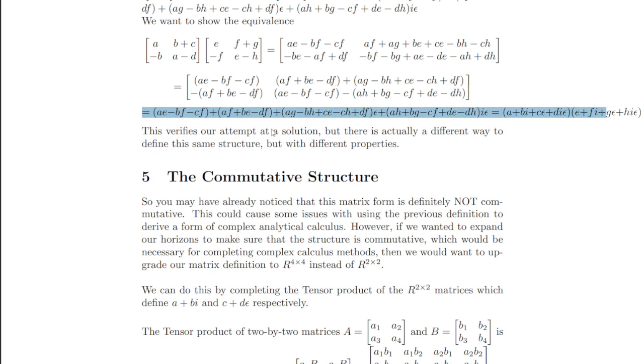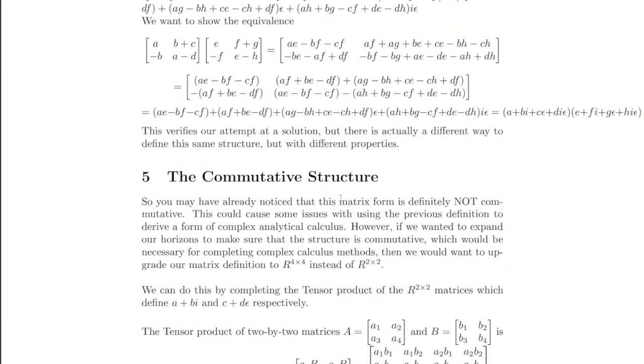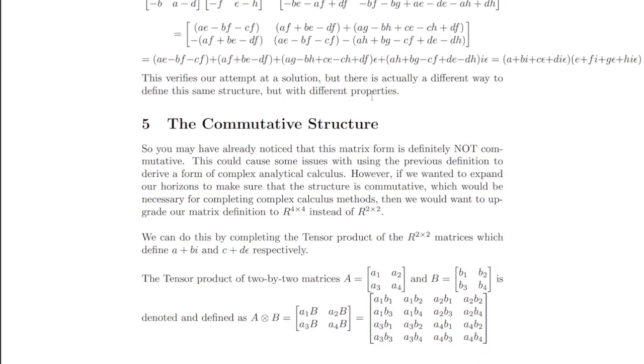And, oh, here's the typo. Yep, there should be an I here. So this is AF plus BE minus DF I, right? I forgot the I there. That was the issue. Which exactly is what we said the multiplication of the two R4 vectors comes out to. This verifies our attempt at a solution, but there's actually a different way to define the same structure.